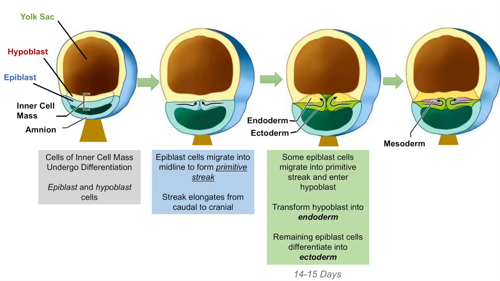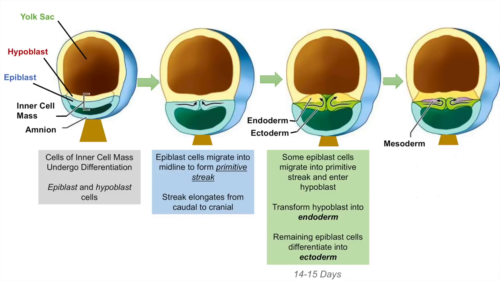These epiblast cells that enter into the hypoblast layer will transform that layer into the endoderm. And the remaining epiblast cells that stay within the epiblast layer, these will differentiate into the ectoderm. So the remaining epiblast cells will eventually differentiate into the ectoderm. This process occurs during the 14 to 15 days following fertilization.